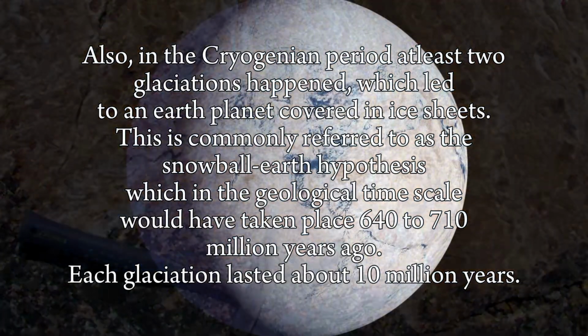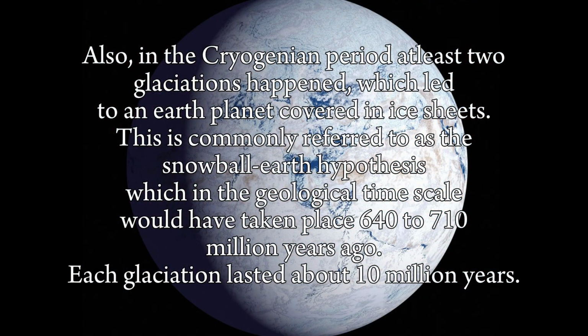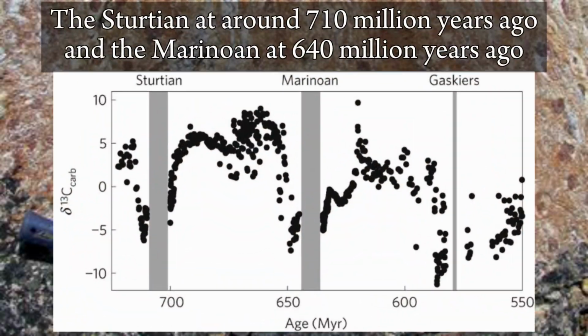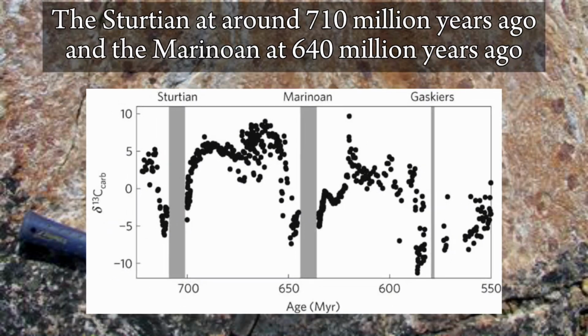Also, in the Cryogenian period at least 2 glaciations happened, which led to an Earth planet covered in ice sheets. This is commonly referred to as the snowball Earth hypothesis, which in the geological time scale would have taken place 640 to 710 million years ago. Each glaciation lasted about 10 million years. The Sturtian at around 710 million years ago, and the Marinoan at 640 million years ago.